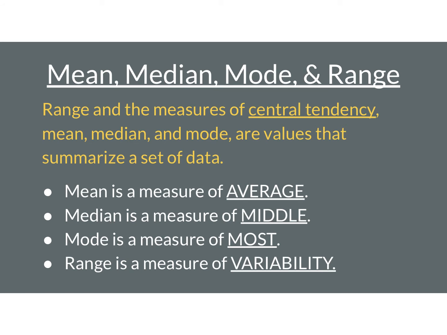Range and the measures of central tendency, mean, median, mode, are all values that summarize a set of data. The mean is a measure of average. The median is a measure of middle. The mode is a measure of most, and range is a measure of variability.